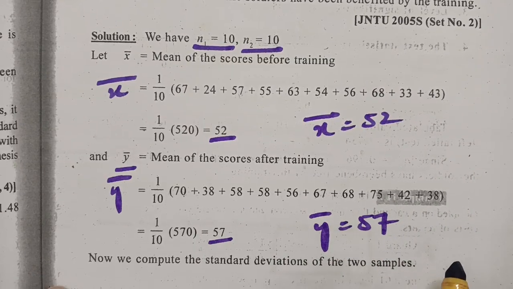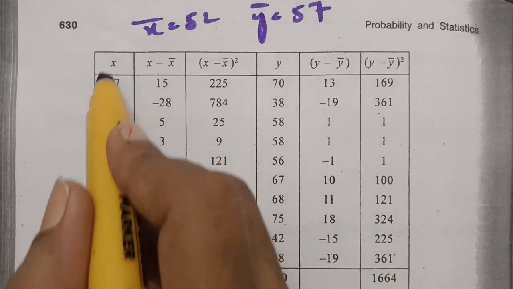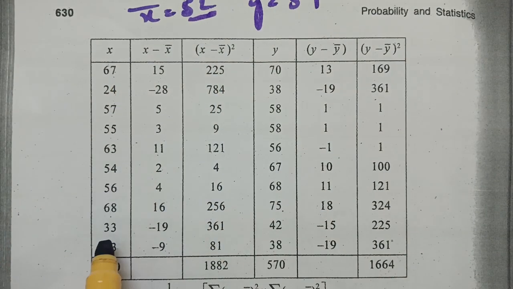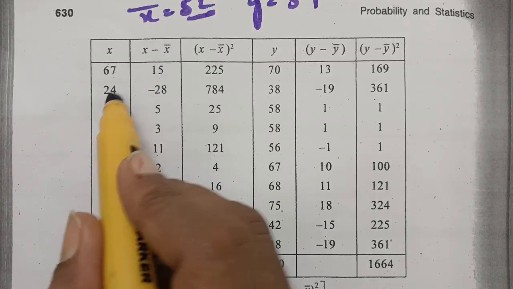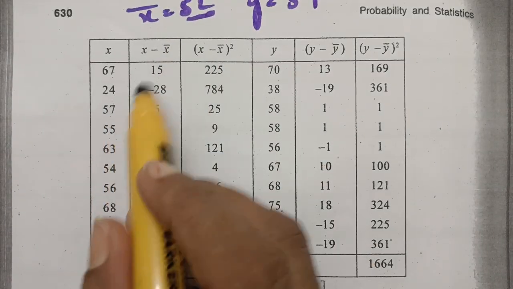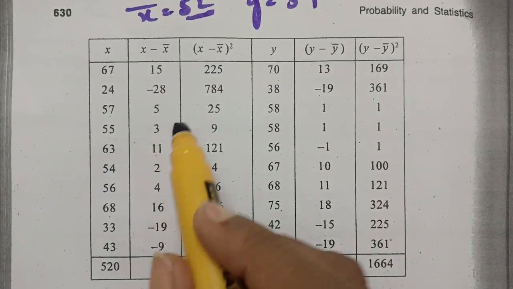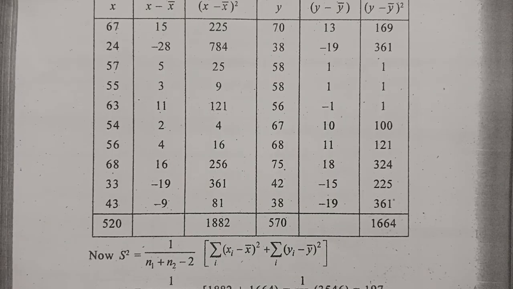Now we have to compute the standard deviation of the two samples. For finding the standard deviation, these are all the X values. We subtract 52 from each value of the X column: 67 minus 52 is 15, 24 minus 52 is minus 28, 57 minus 52 is 5, 55 minus 52 is 3. We fill this column and make the squares, and this is the total.